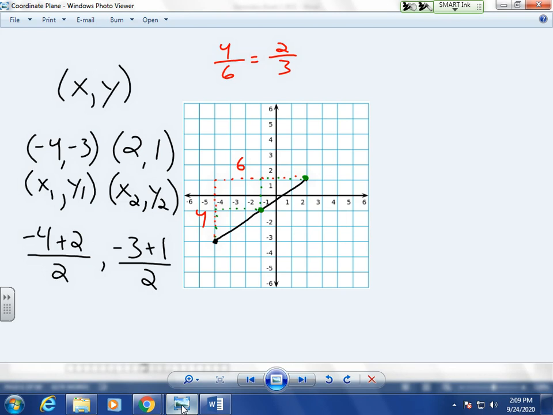-4 plus 2 is what? -2 divided by 2 is -1. -3 plus 1 is -2, divided by 2 is -1, which just so happens to be the very point that we identified as the midpoint already. Okay?